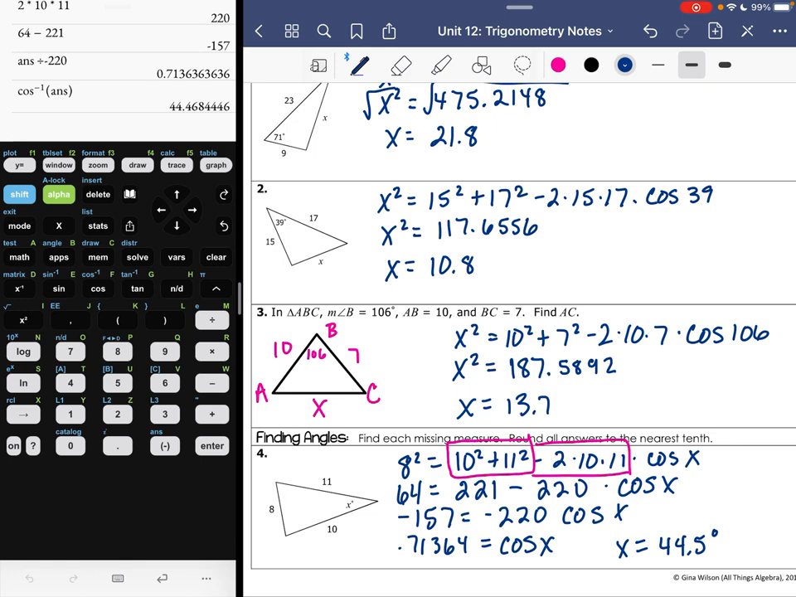So I didn't write that step down of using the inverse cosine. I can if I need to. So we know that x equals the inverse cosine of 0.71364. And so then that's how we get that x is 44.5 degrees. Since this is a little bit more work in there, I'm going to put a box around my answer just so that you can find it. The other ones are very straightforward. X is at the end and you can tell what that is.